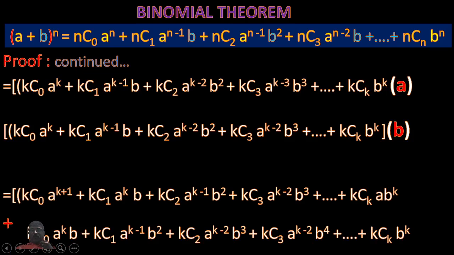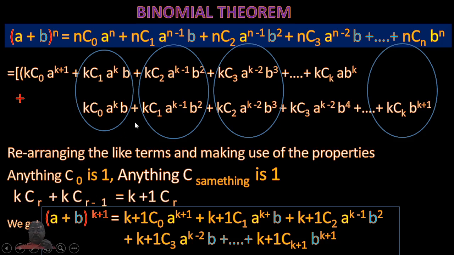After multiplying, we have multiplied with a for all the terms, and with b for all the terms. When you multiply, you will get kC0 a^(k+1) + kC1 a^k b, and so on. And when we multiply by b, we get all these terms. When you shift the product that we got by multiplying by b slightly, we can clearly see that these two are coinciding.